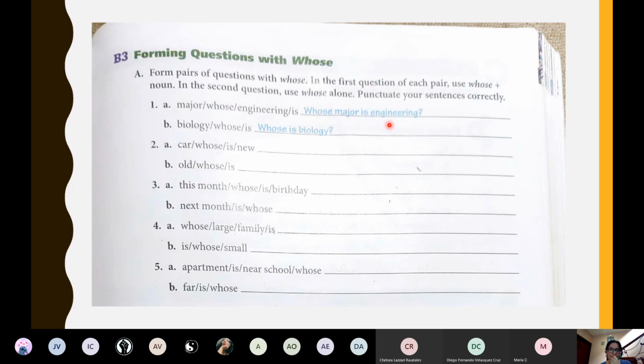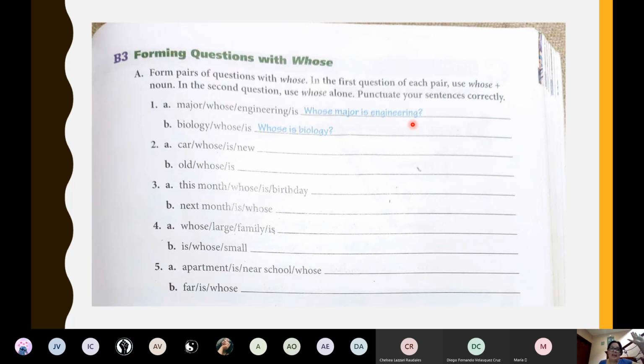and the position of the noun. The word major is in the first one, but not in the second one. Why? Why do you think it's in the first one and in the second, no? Because it describes it. Okay, let me first explain to you what is major. Major is like the area of study of a person. So in this case, we are asking whose major is engineering? ¿Quién se ha especializado en ingeniería? Okay, whose major is engineering?